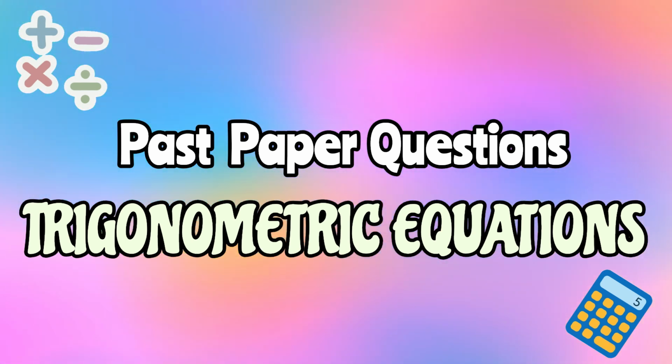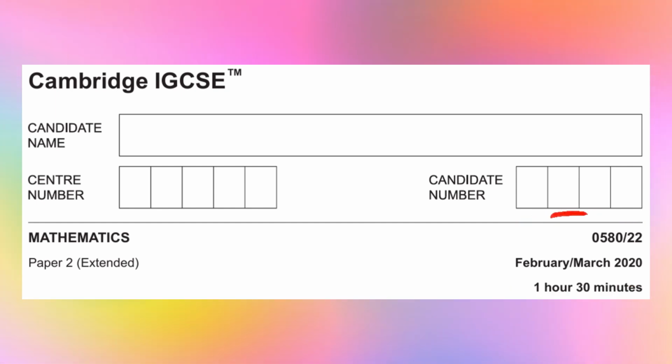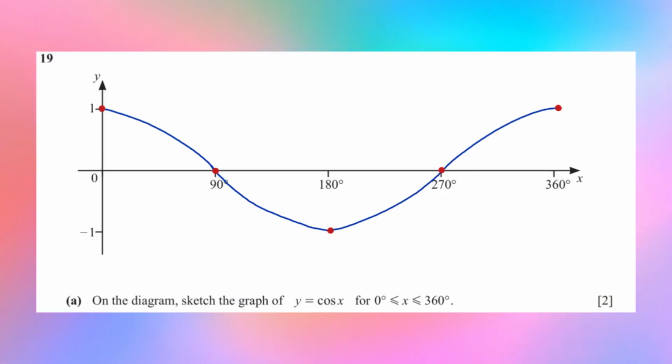This video is all about solving past paper questions on trigonometric equations. So let's get started. We're going to be solving question 19 from paper 2, variant 2, February-March 2020. So here's part A of question 19.